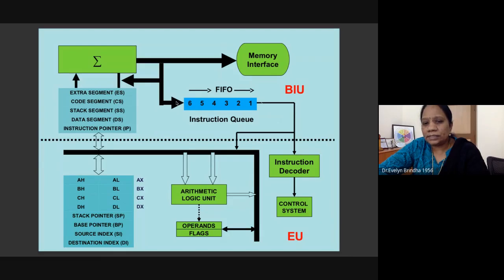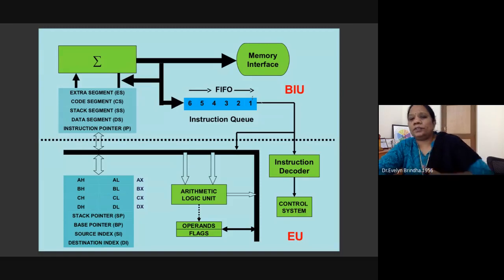The first instruction that is loaded will go into the first position. The second instruction that is loaded will go into the second position, and so on. Once you need to execute an instruction, because this is a queue, the first instruction in will come out first. And it will move on to the EU, which is the execution unit.